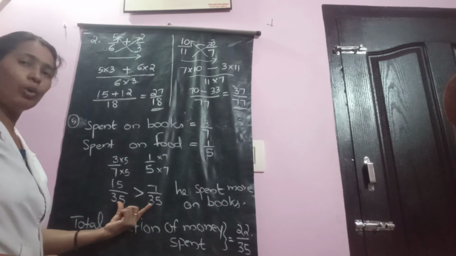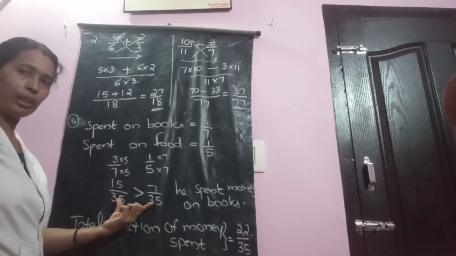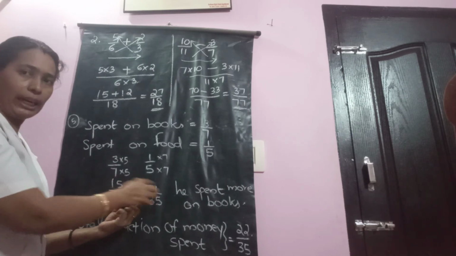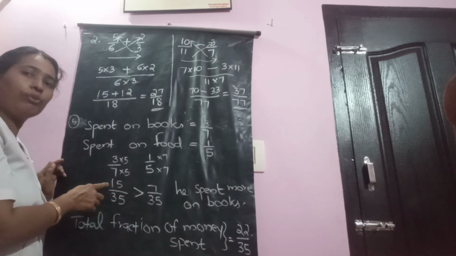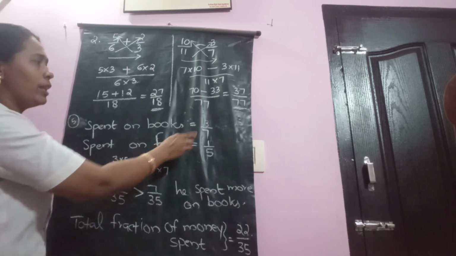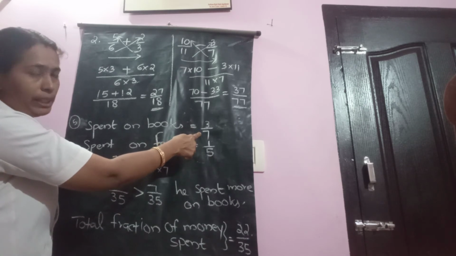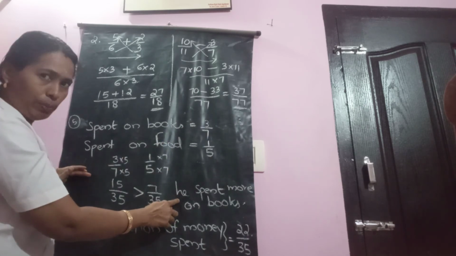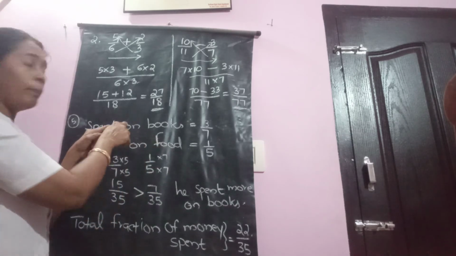So which one is more? Both have the same denominator, 35. So you look at your numerators. Which one is more? 15. 15 by 35 represents which one? The first fraction, 3 by 7. So what can we write? He spent more on books.